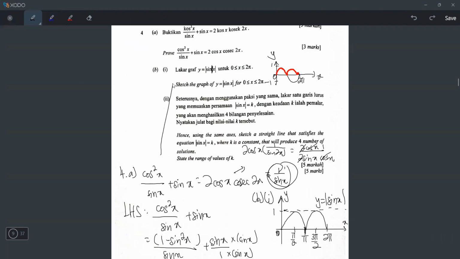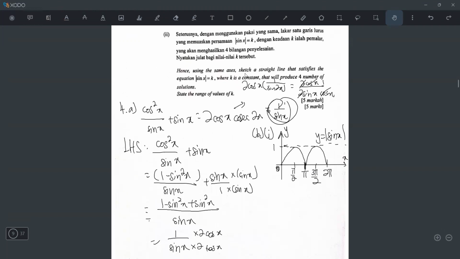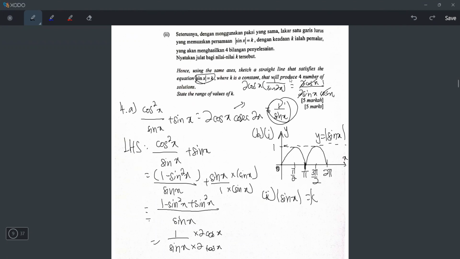Okay, let's look at question number 2. They say, hence using the same axis, sketch a suitable straight line that satisfies the equation modulus sine x equals to k. They said it will produce 4 number of solutions, and then state the range of values of k. This question is similar to SBP paper 2, because in SBP paper 2, they also ask like this. If you want to refer back, you can, but I'm not sure.